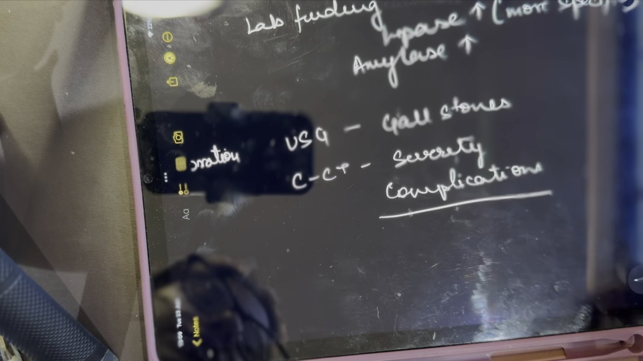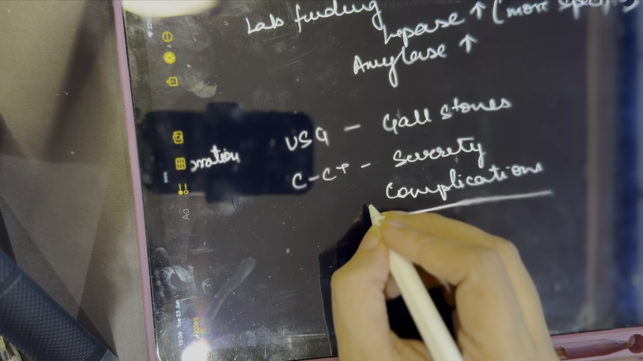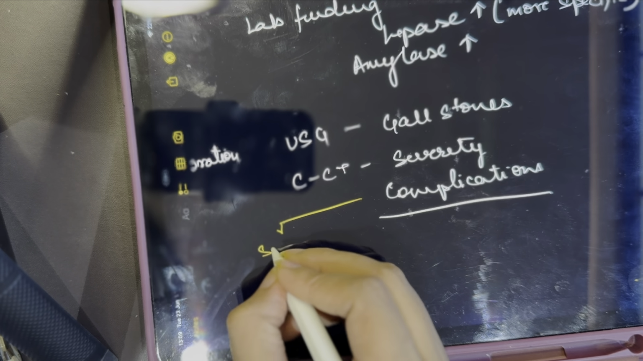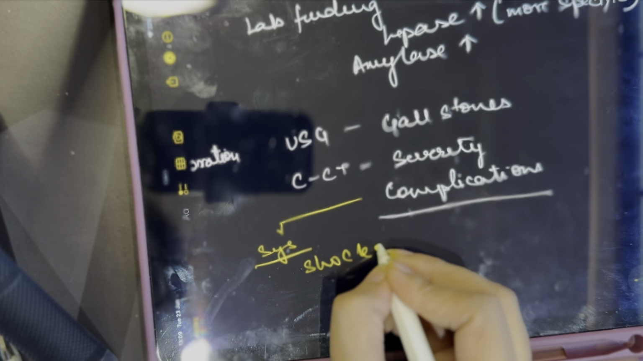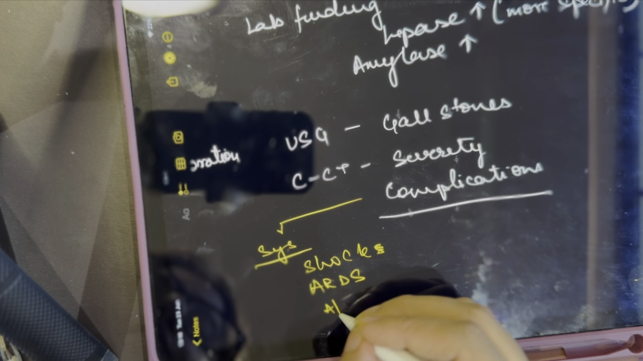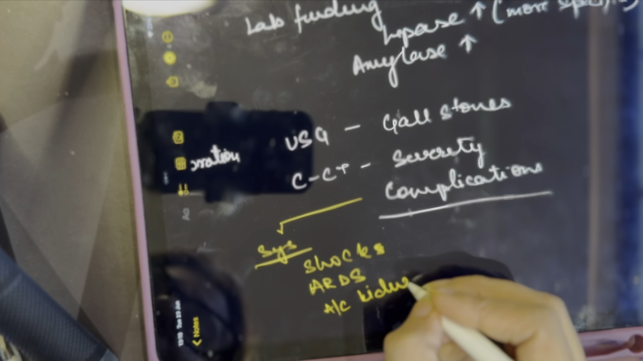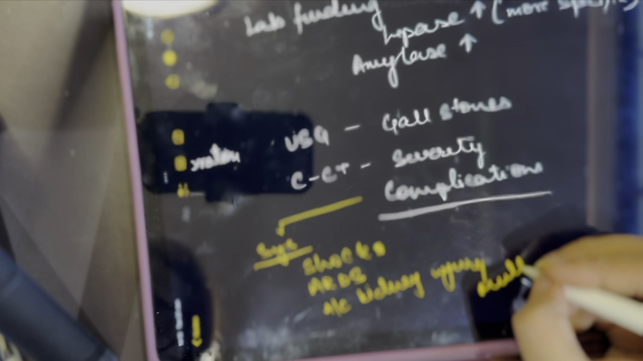Now let us discuss complications. Systemically, you can have shock, ARDS, acute kidney injury, and multi-organ failure.